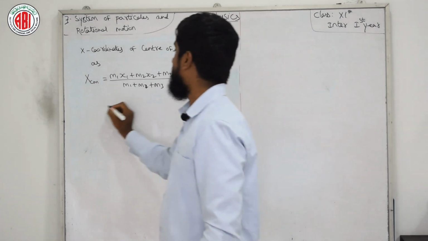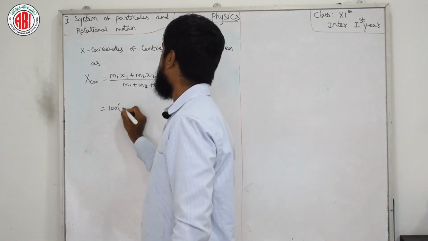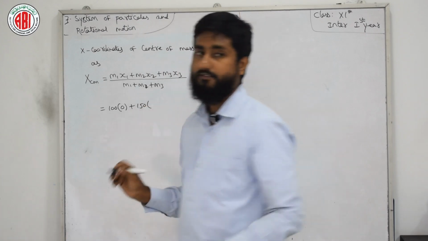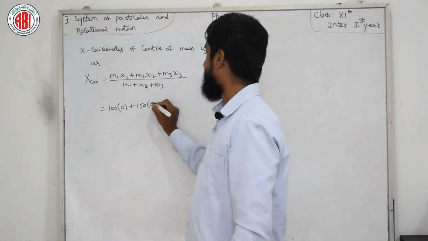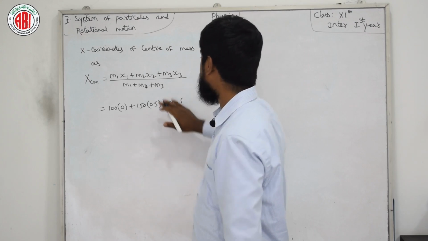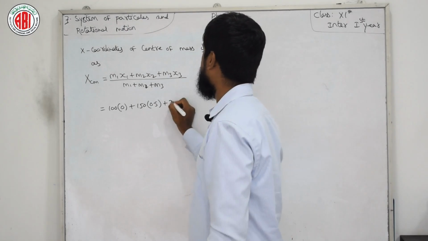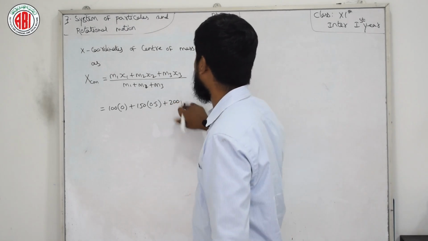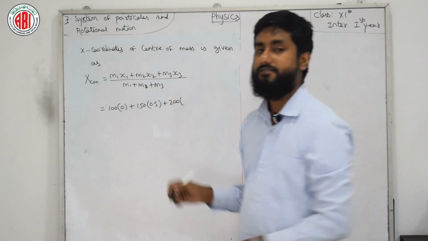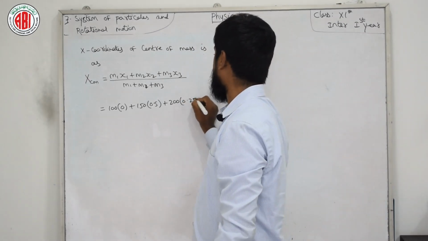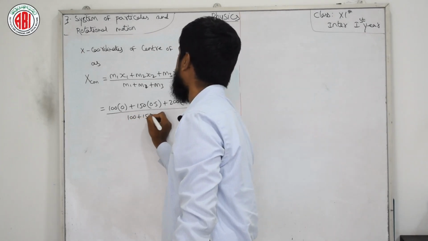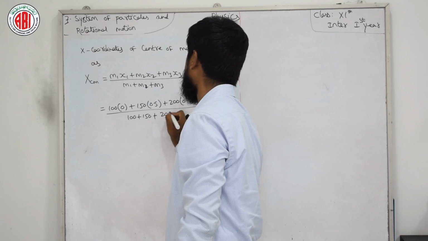Now m1 is 100, whereas x1 is 0; m2 is 150, whereas x2 is 0.5, plus m3, which is 200 grams. It is already given at the start. I am not supposed to write the gram here, whereas x3 is 0.25, divided by the same 100 plus 150 plus 200.